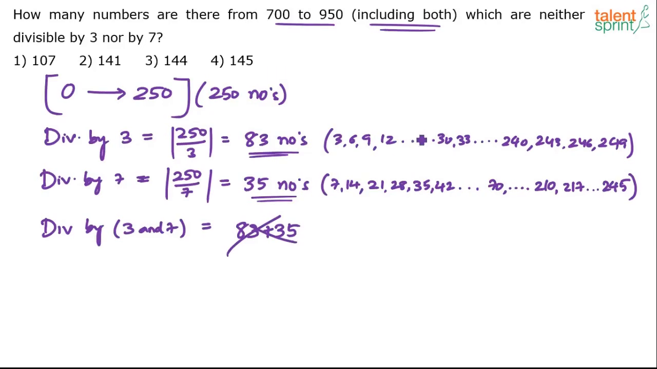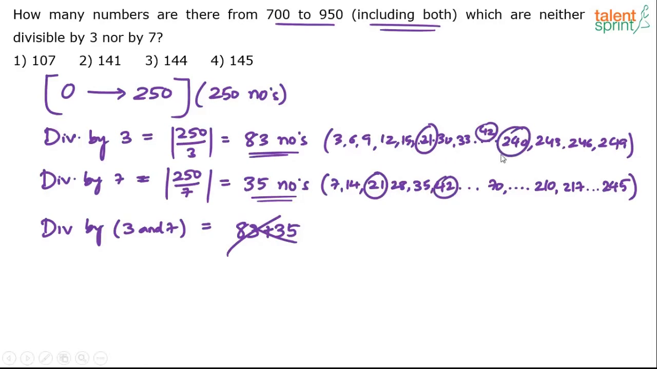Because there will be a lot of common numbers in between. Like for example, in these 83 numbers and in these 35 numbers, there will be some common numbers. After some time we'll get 21. 21 and 21 are common. Remember, here we will get 42 somewhere in between. 42 is a multiple of 3. Here also 42 is a multiple of 7.